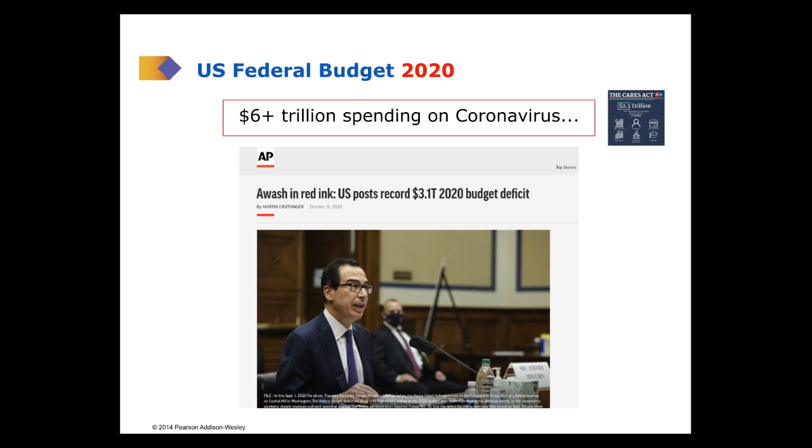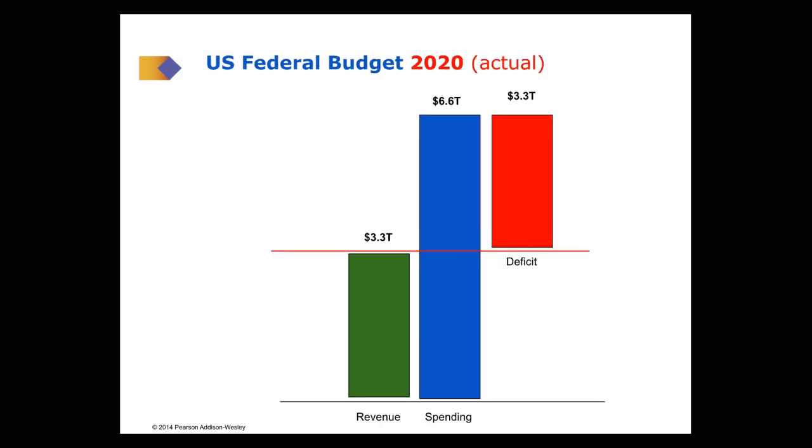So this is where the $3.1 trillion in debt for 2020 comes from. About 2 trillion of that is related to coronavirus. We were supposed to have a deficit of $1 trillion, and we wound up having a deficit of $3.3 trillion. So even though we projected to have more spending than tax revenue, we had way more spending than tax revenue. $3.3 trillion more spending than tax revenue.